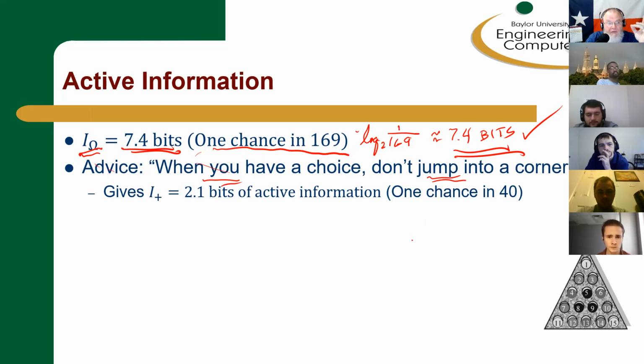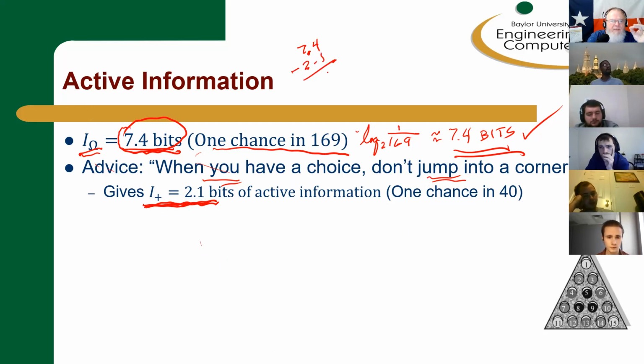But it turns out that if you take this advice, and every time you have the chance of going into a corner or elsewhere, you choose the elsewhere, so you avoid corners, and you run the Monte Carlo simulation, and this rule is followed, you add 2.1 bits of information. So the so-called exogenous information, the difficulty of the problem, goes down from 7.4 bits, and you've added 2.1 bits of active information. So the difficulty of the problem now is 5.3 bits.